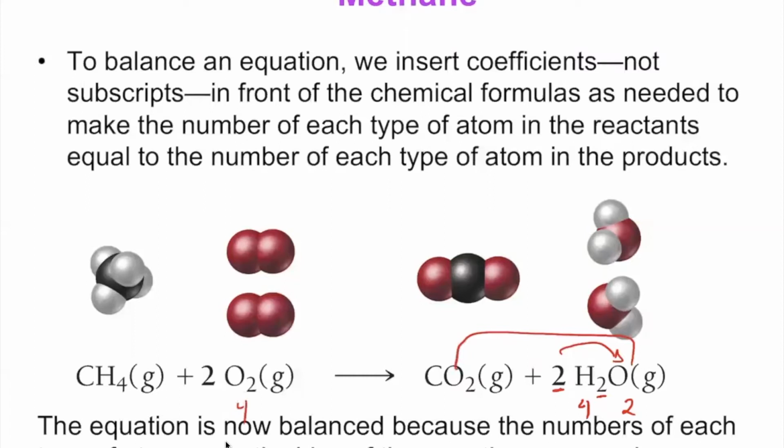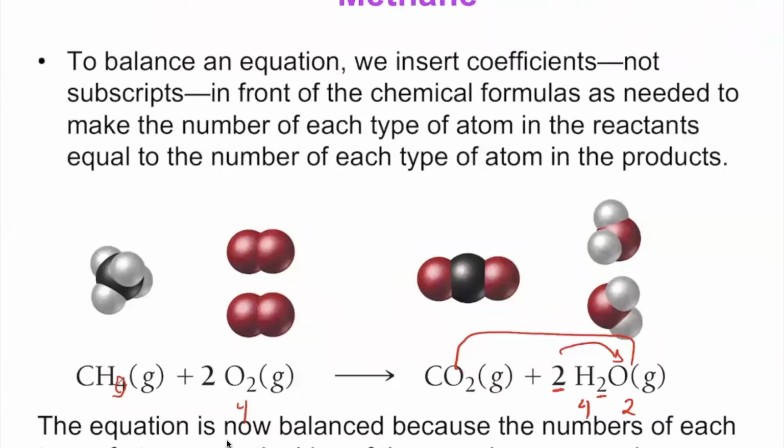Notice that we are never going to change the subscripts. We do not touch the subscripts. We only touch the coefficients. So now if you notice, the equation is actually balanced. We have the same number of carbons, the same number of hydrogens, and the same number of oxygens on both sides. So we are following all the laws, all the rules.